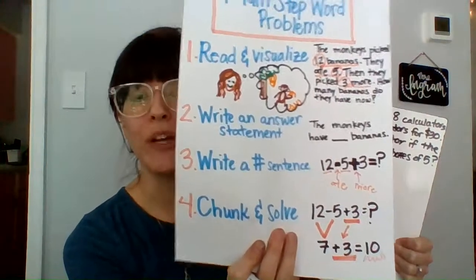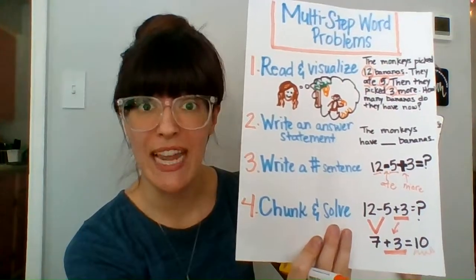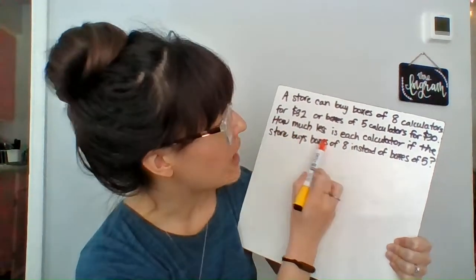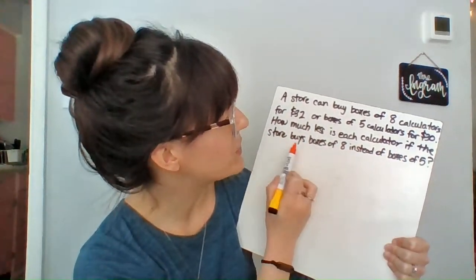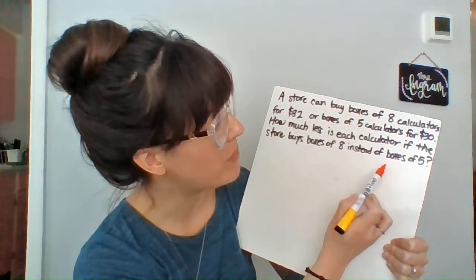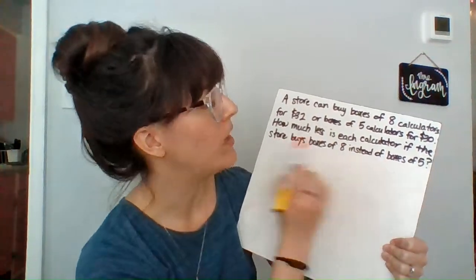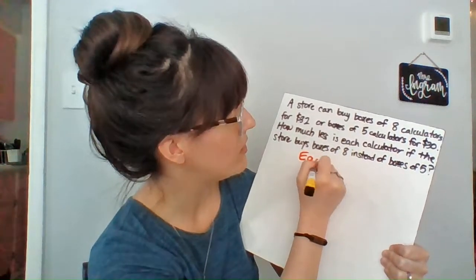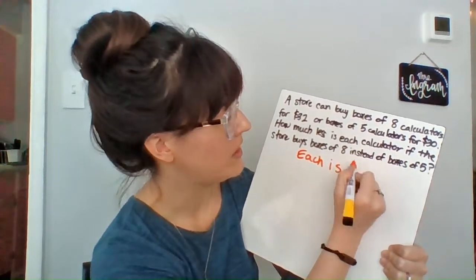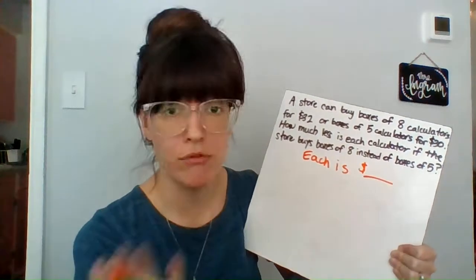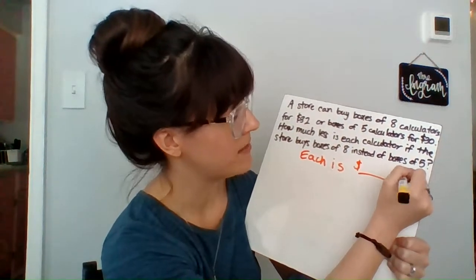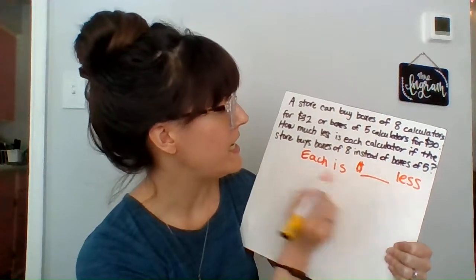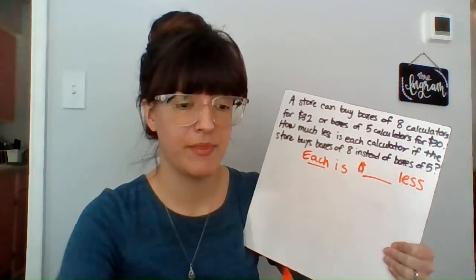Next up, I'm going to write my answer statement. So that means I'm going to look at my question, how much less is each calculator if the store buys boxes of 8 instead of boxes of 5? Well, if I'm answering that, I will say each is blank amount. I don't know it yet, I haven't solved it, less. So I know I'm looking for how much less each box is.